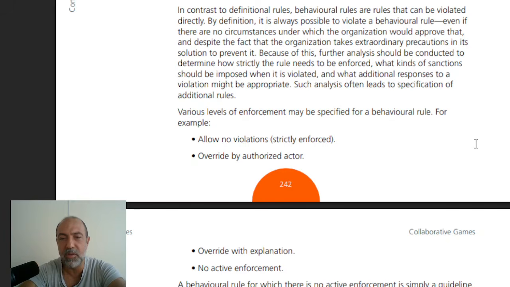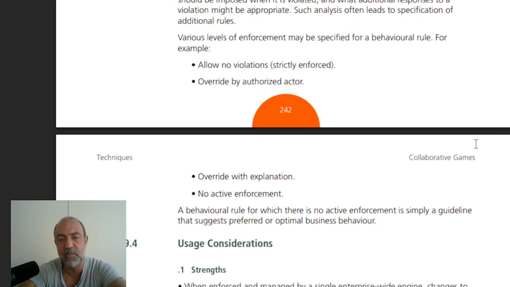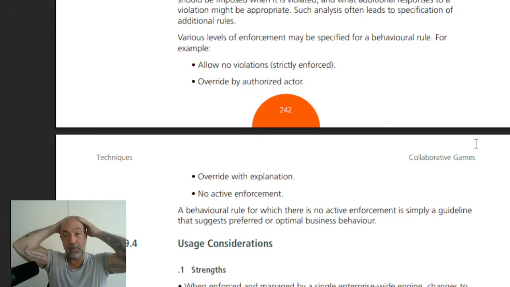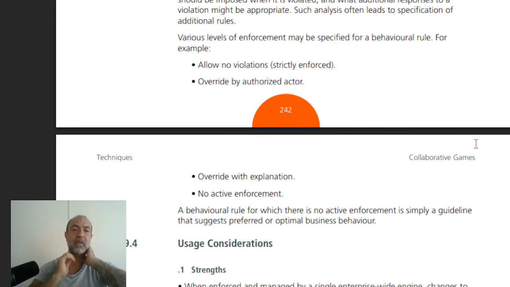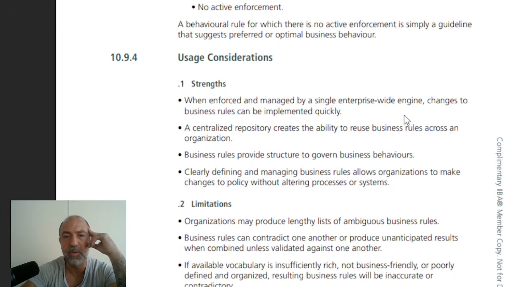Additional responses to violation might be appropriate. Laws, rules. This is looking more like a government, by the way, not necessarily a company. Various levels of enforcement may be specified for a behavioral rule. For example, allow no violations, strictly enforced, override by authorized actor. A behavior rule for which there is no active enforcement is simply a guideline that suggests preferred or optimal business behavior. That's true.